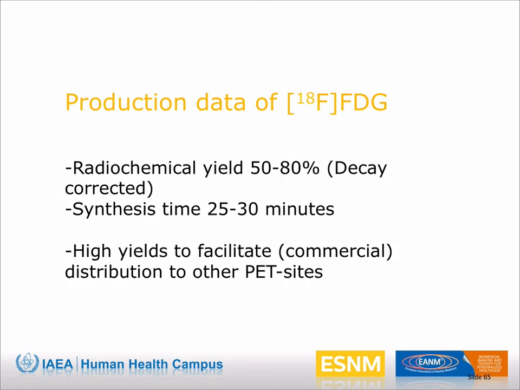The radiochemical yields for FDG are very high, mainly because a large amount of precursor is being used. The yields vary between the several synthesis modules and are between 50 and 80% corrected for radioactive decay. The total synthesis time, including the purification steps, is usually slightly faster than half an hour.